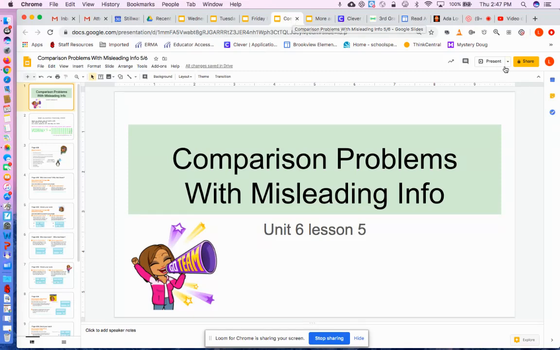Hey, third graders! Today's lesson is called Comparison Problems with Misleading Info. This is Unit 6, Lesson 5.